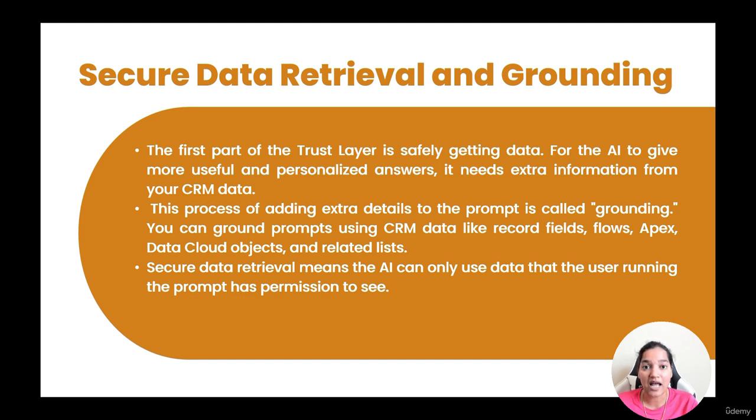And this process that happens, this grounding, when you are fetching the data from the object fields and related lists, etc., this grounding will depend on what kind of access you have, what level of security you have, what field level security you have, what kind of permissions you have. It happens according to that. It doesn't happen at a system context, it happens at a user context. It means it is in the context of the user, what permissions the user has, what kind of access the user has, and that is how this retrieval happens. So this is all about secure data retrieval and grounding.